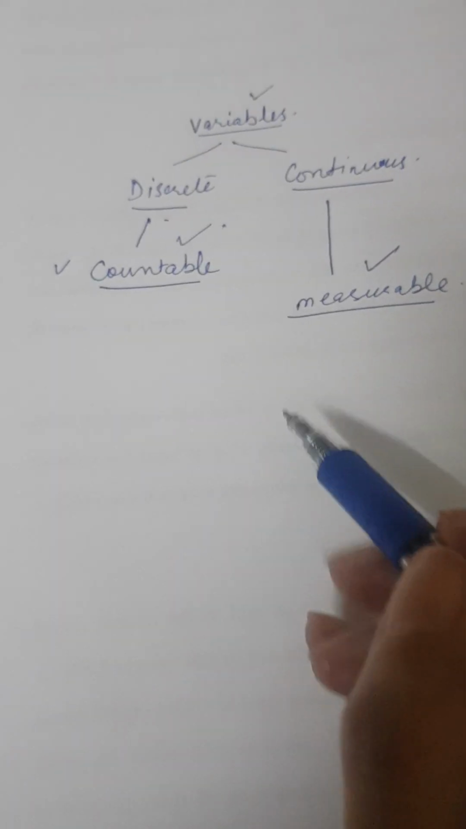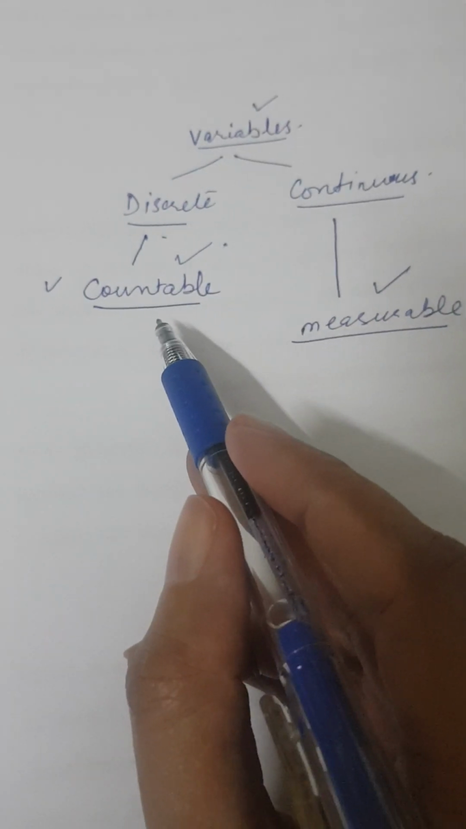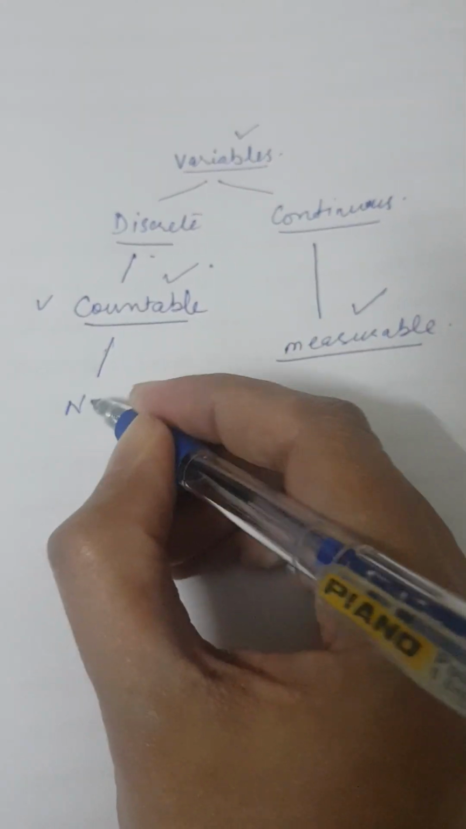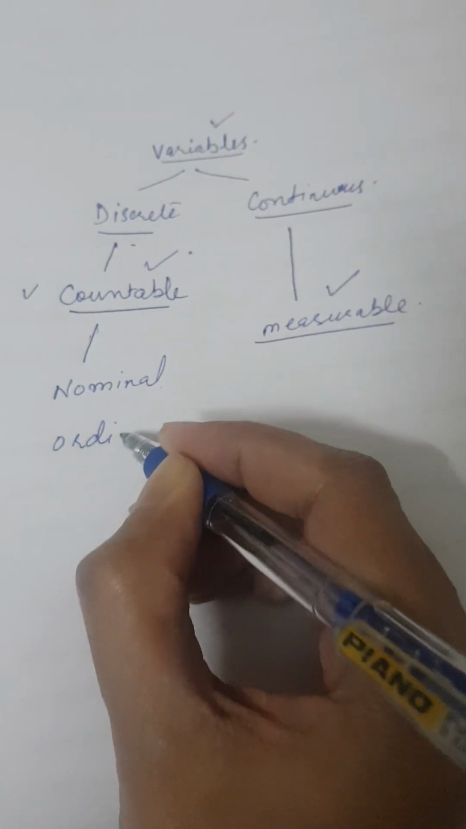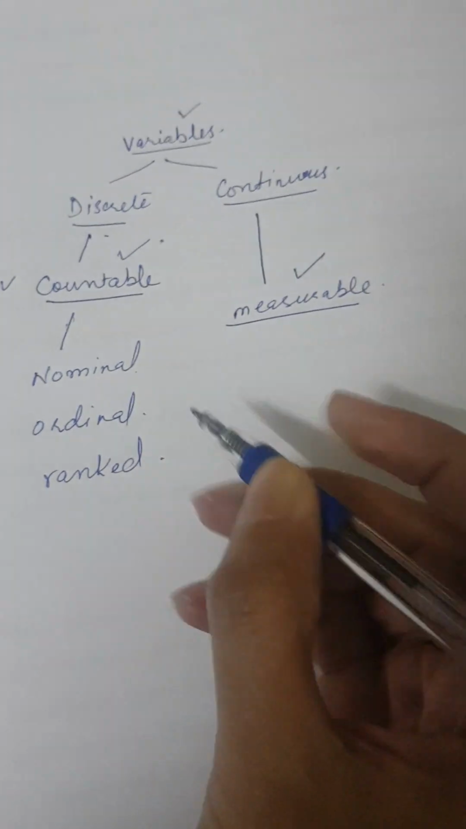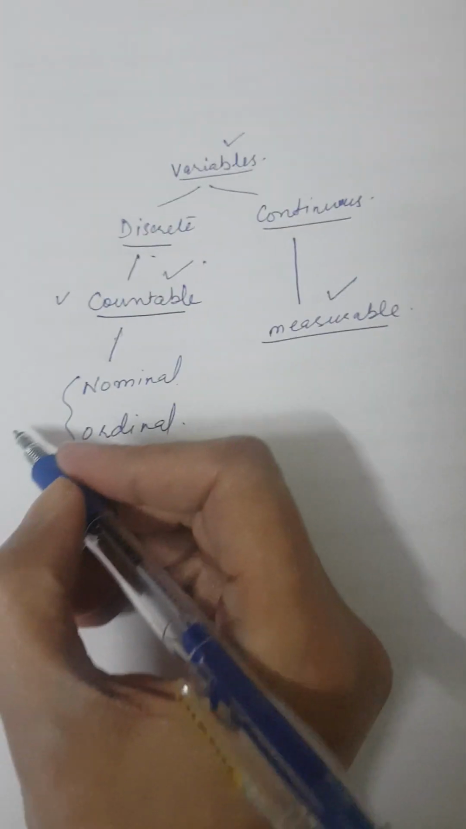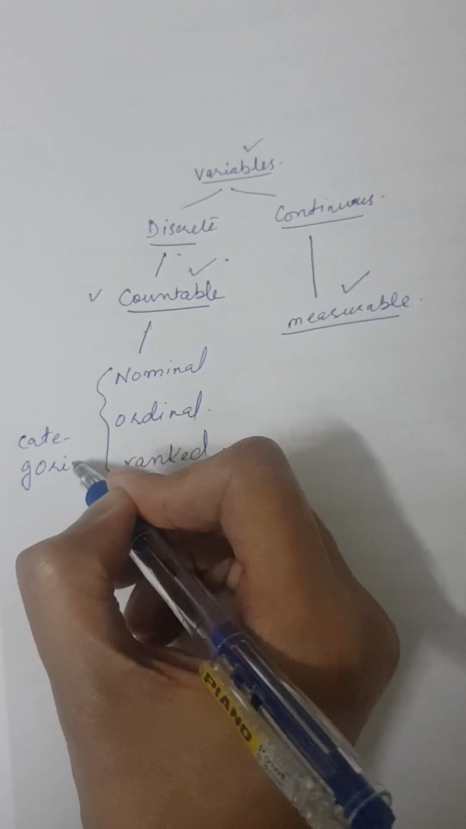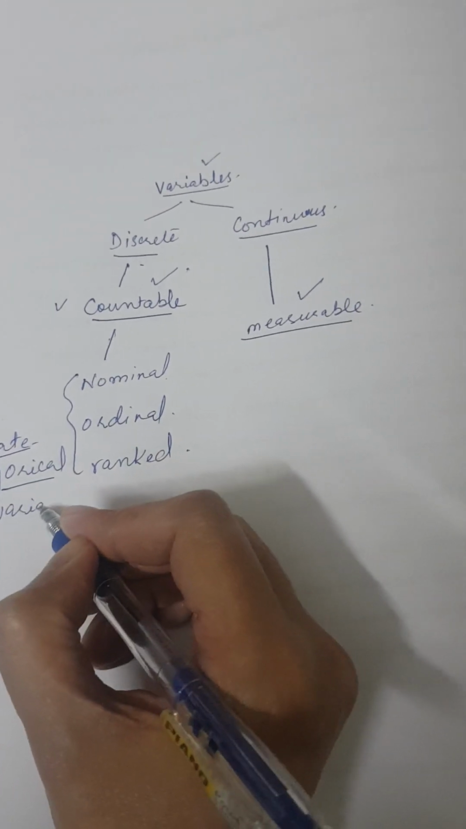Now further, the discrete variables, which are also called the countable variables, are nominal, ordinal, and also ranked. Now these nominal, ordinal and ranked are also called the categorical variables. These are just various terminologies: categorical variables.